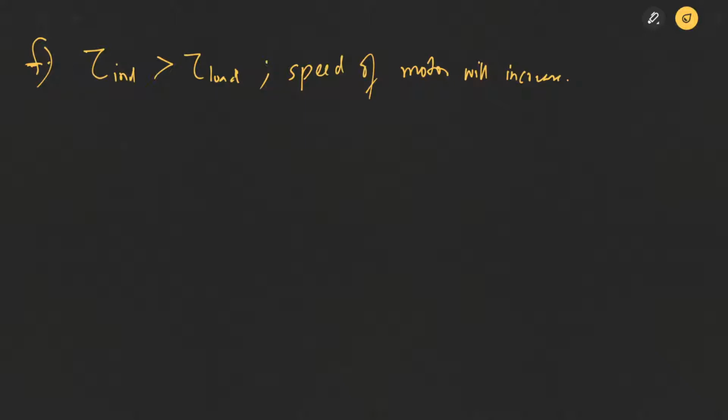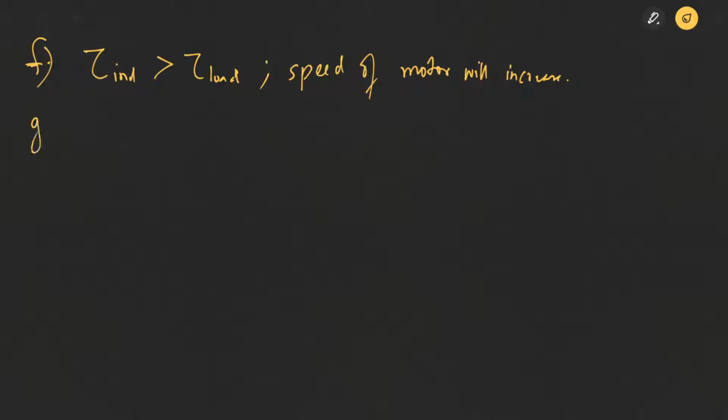We are not loading the system any more, because the load is the same. Whatever was the load initially, that is the same. We have only changed the field resistance. We have increased it so that the flux decreases, so that the torque induced basically increases in the system. Since induced torque is much more as compared to what the load is actually right now on the system, therefore the motor will speed up. So the speed of the motor increases.